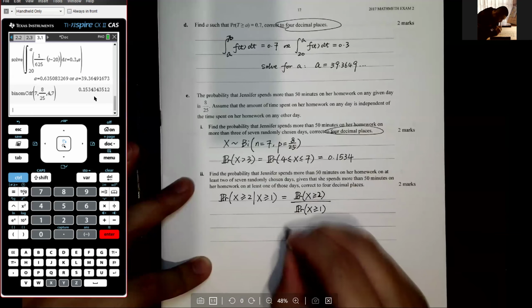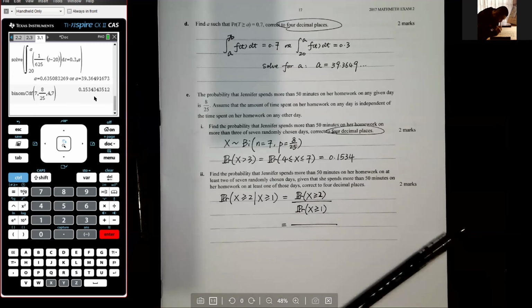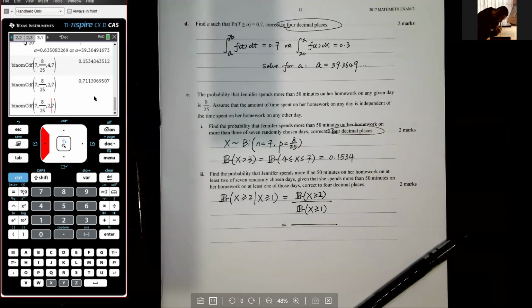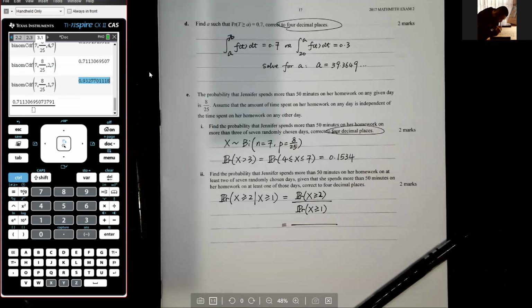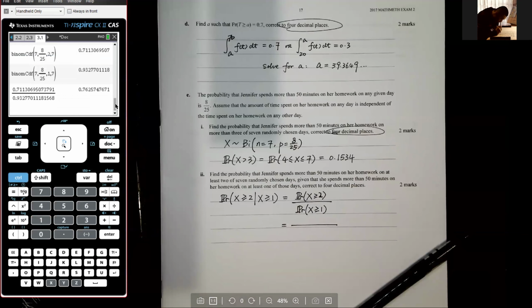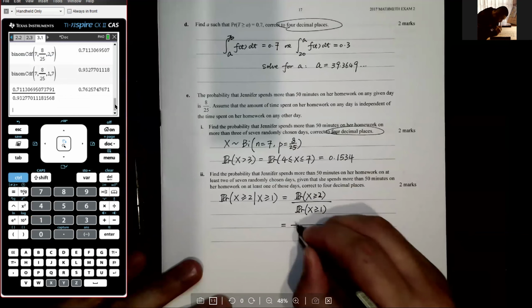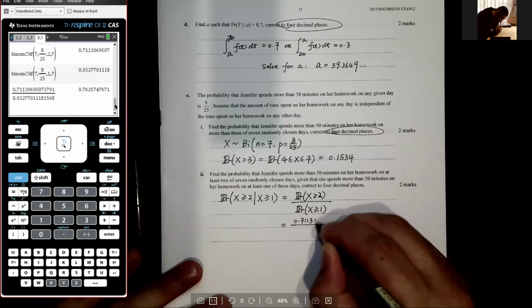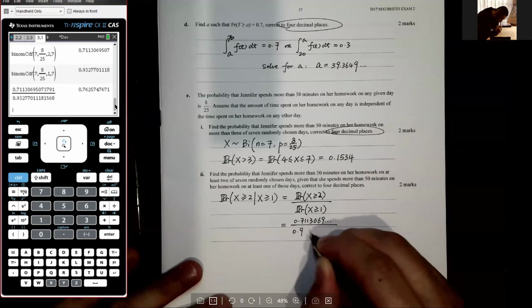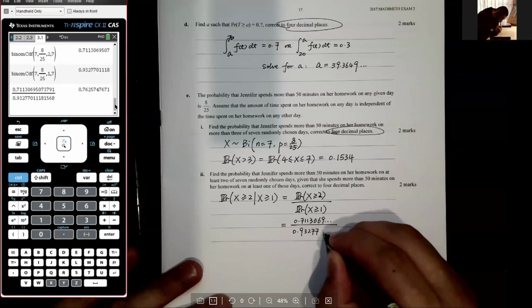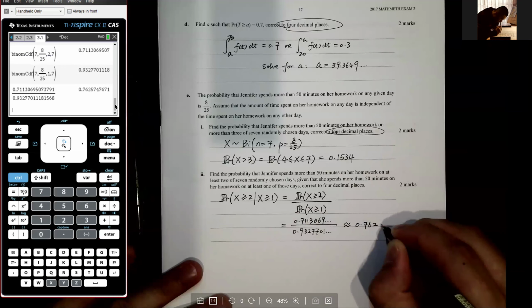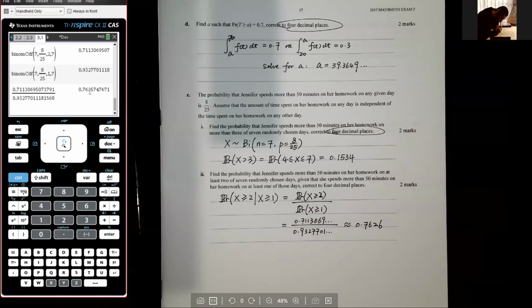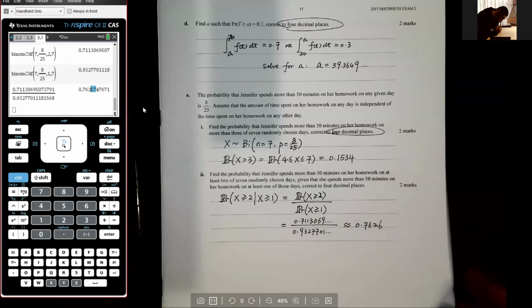The probability for 2 is here, 1 is here, divide them through. Should get the answer. It's 0.7626, because the 7 here needs to be rounded up. Okay, so that's part E.